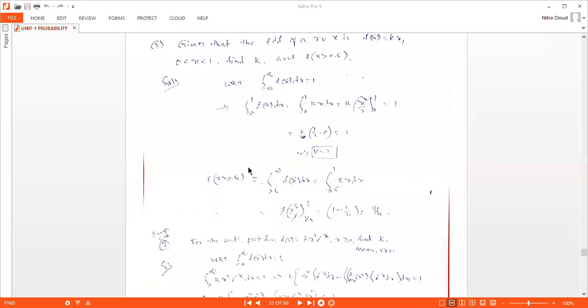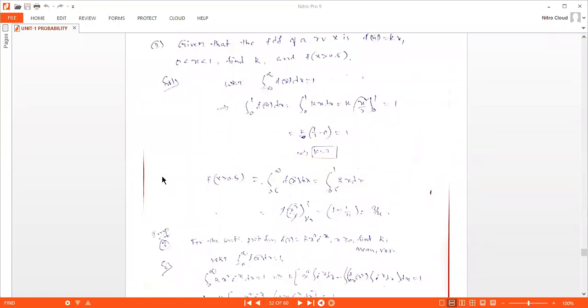you will get the value of k. The k value is 2. Substitute the k value in the function f of x equal to kx, which is 2x. So f of x is 2x. Now we need to find the probability value, that is, the probability of x greater than 0.5. So start your integration from 0.5 itself. The remaining value is 0 here.